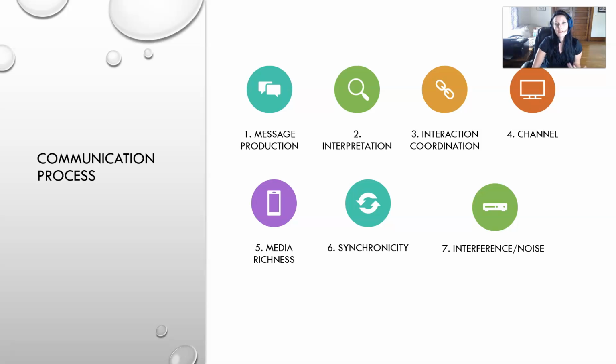So, first off, we have message production. This is exactly what it sounds like. This is when the message is produced. This means as a speaker, I encoded it in my brain and I sent it out. So, this video right now is message production. It is being sent to you. And then you are currently in step two, where you are interpreting that communication.